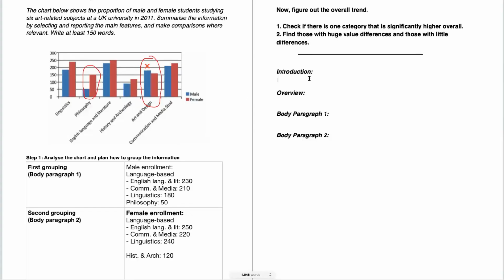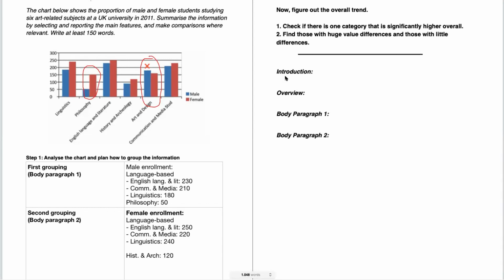Okay, so now it's time to write our essay. And on the right-hand side, you see that I have the headings of what we've just looked at for the outline. So we have the introduction, overview, body paragraph 1, and body paragraph 2. Obviously, when you are writing this in your own practice or during the exam, you do not want to write these headings. I'm only doing this here to give you an idea of where we are when we start writing. So let's start with the introduction.